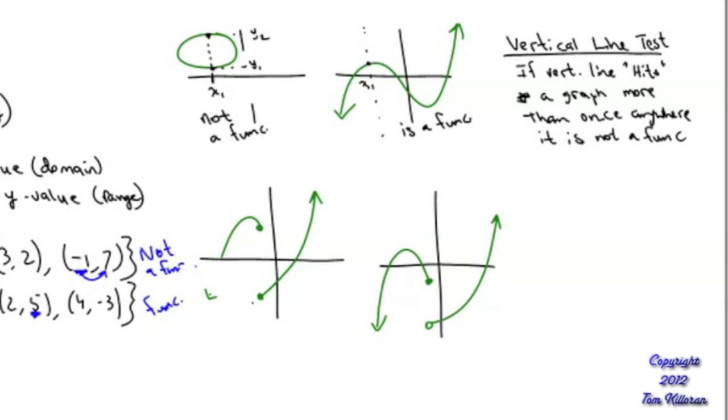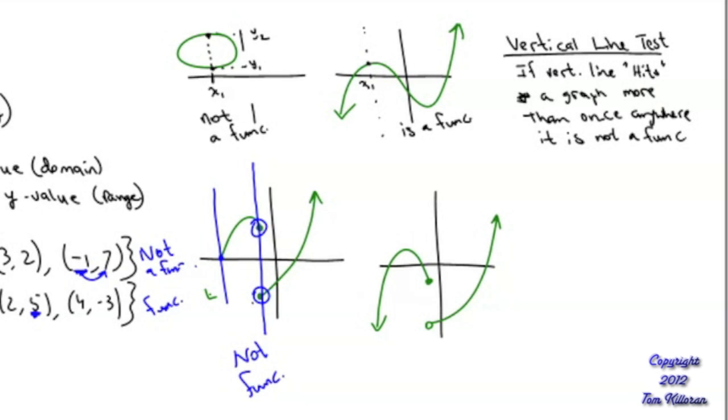So if I pass a vertical line through this, it's only going to hit once pretty much everywhere, except maybe possibly here. Now, does it hit both of them? Yes, it hits here and hits here. So therefore this one is not a function.